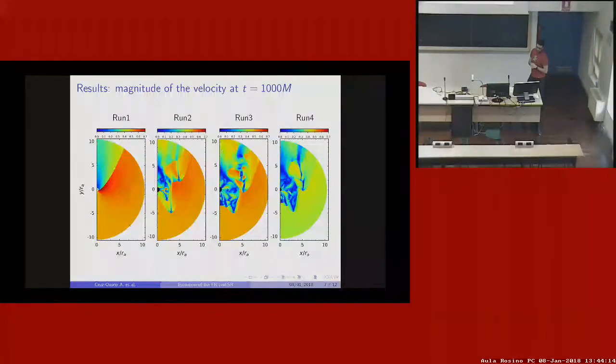And here I show you the magnitude of the velocity for each simulation at time equal 1000 M. From left to right, we can see the simulation without obstacles, the simulation with 5 obstacles, with 10 obstacles, and the first 3 are with Mach 5, and the last one with 10 obstacles and Mach number 4. As you can see, increasing the number of obstacles, the structure becomes more complex.